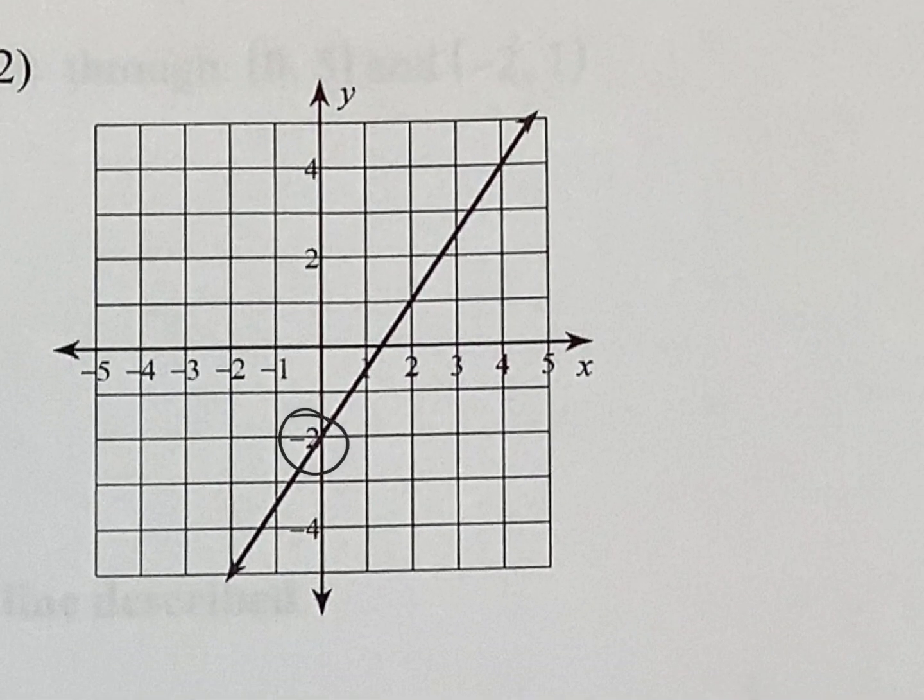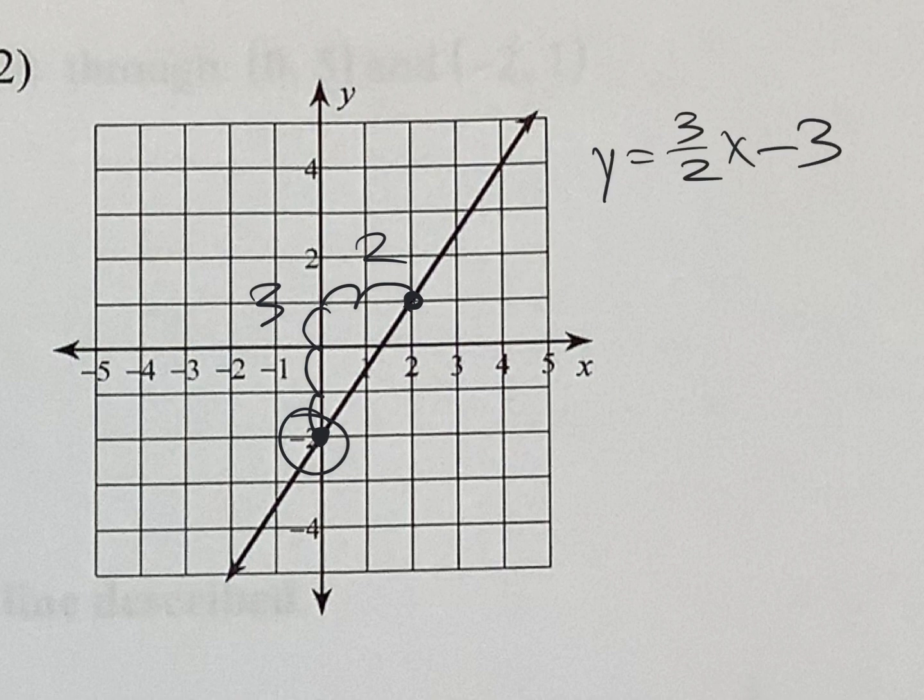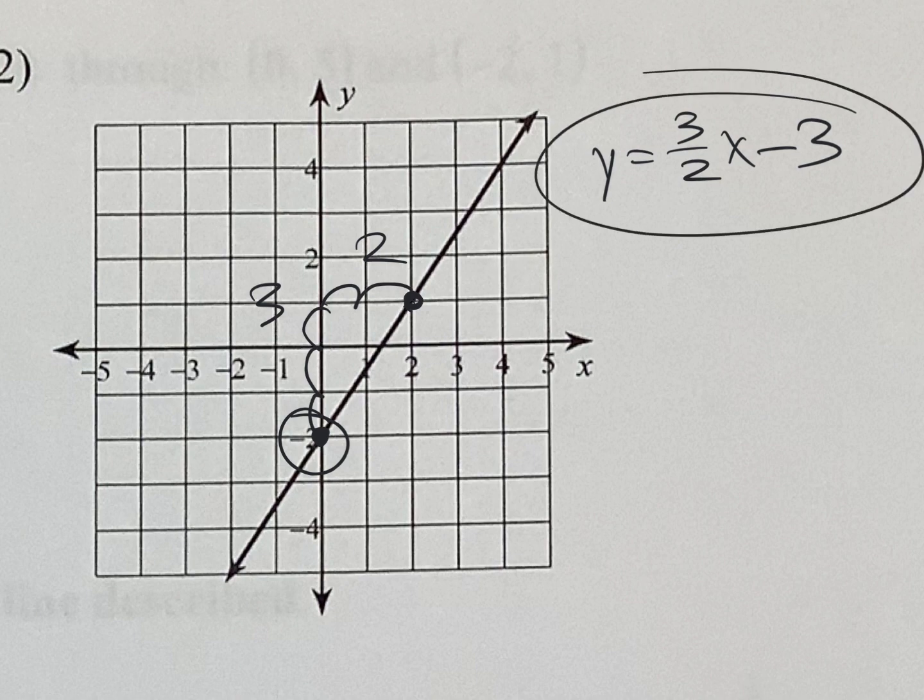Again, we can see the y-intercept. We'll use that point and find another point there. So we rise 1, 2, 3, and run 2. So our slope is 3/2. Our y-intercept is negative 3. Pretty simple? Okay.